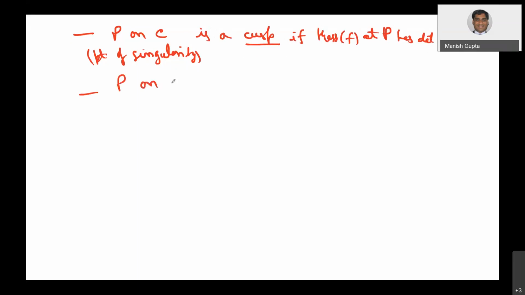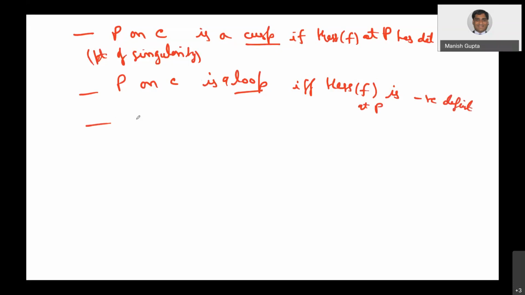A point P on C is a loop, we call it a loop, if and only if the Hessian of F at P is negative definite, right? And P is an isolated point if and only if the Hessian of f at P is positive definite.